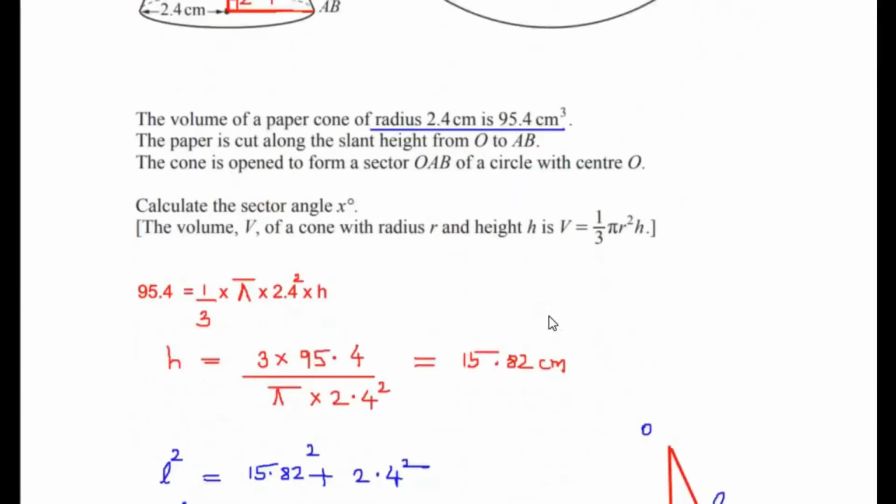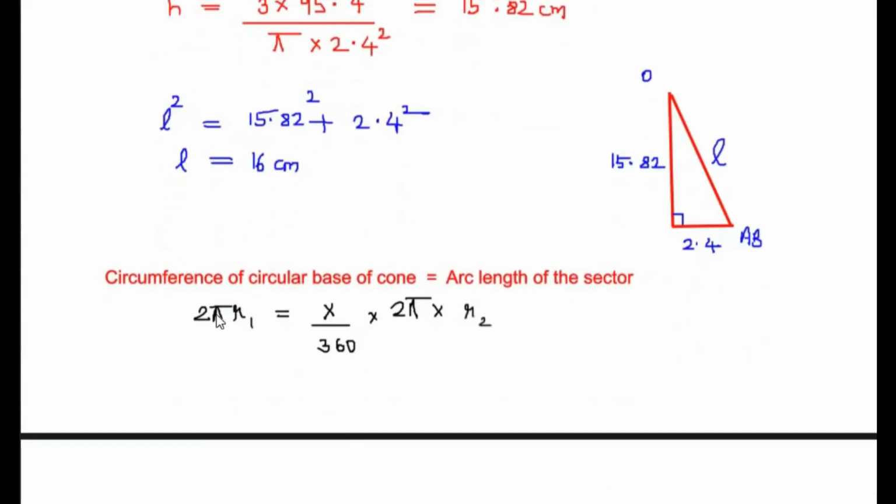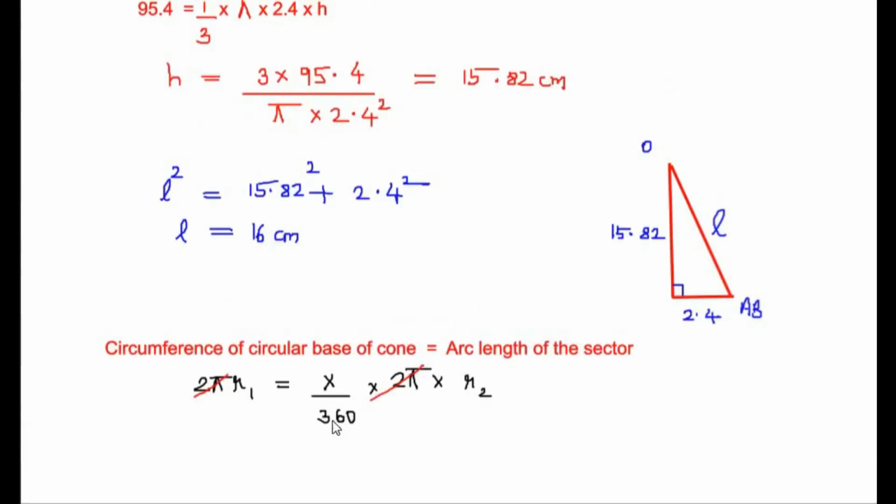Now let us start substituting the values over here to find the value of x. So we can see that the 2 pi's will cancel from both the sides, that is they divide each other, 2 pi and 2 pi. So let us rearrange this formula and make x as the subject. So we have x is equal to 360 multiplies with r1, then r2 goes to the denominator.